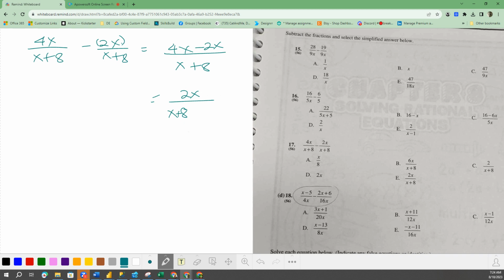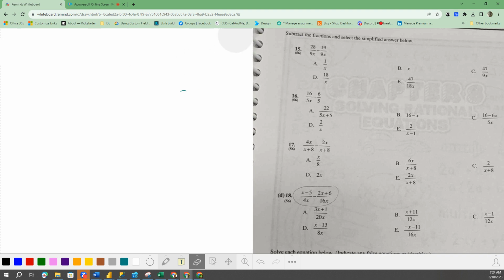Now, can you factor this top? Yes, you can: 2 times x. Can you factor the denominator? No, you can't. Since you can't factor the denominator, there's nothing that's going to get canceled. So that's all you have to show for that. All right, next one.